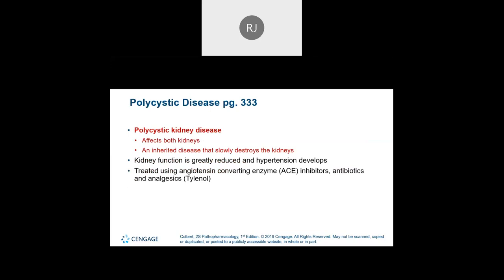On page 333, we're going to discuss polycystic kidney disease. This disease affects both your kidneys, which is an inherited disease that slowly destroys the kidneys, and kidney function is greatly reduced and hypertension develops. It can be treated using ACE inhibitors, antibiotics, and Tylenol.